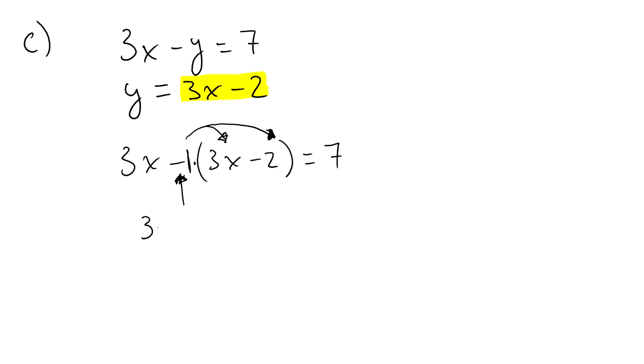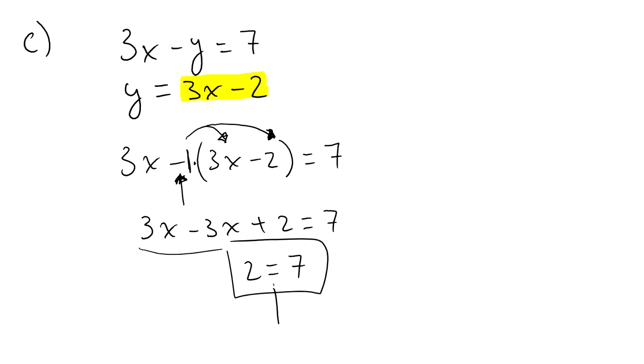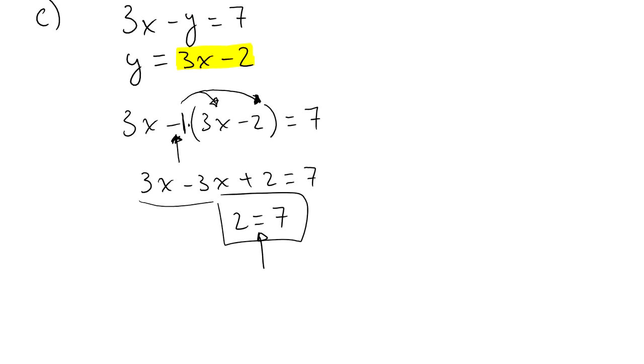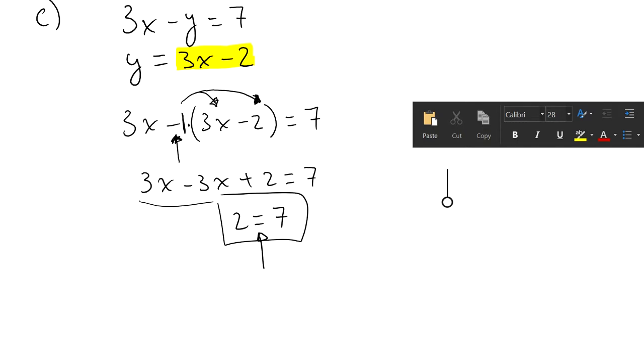This would become a 3x, and then minus 3x, and then plus 2, and that equals 7. That's interesting because 3x and negative 3x is 0, so I just got that 2 is the number 7. So this right here is obviously a contradiction. This is not true. And this is the kind of thing that happens when we end up getting a system of equations in which we're looking at parallel lines, right? There are lines that don't have an intersection at all.